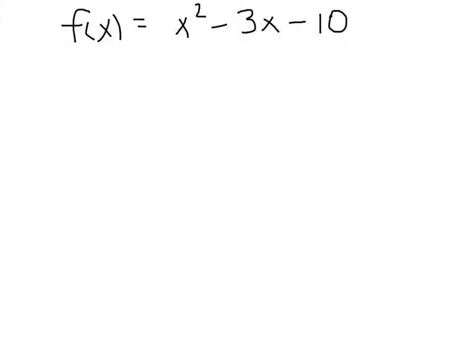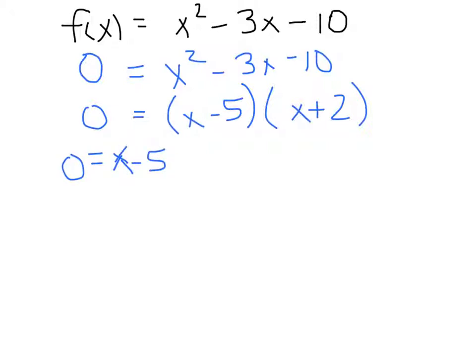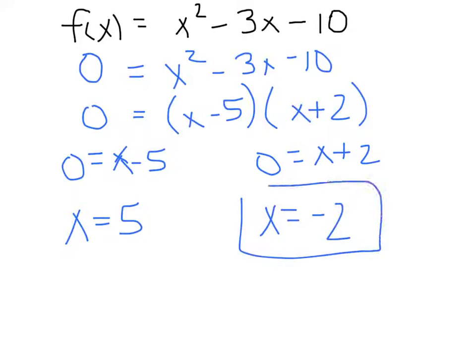For the next one, we have f of x equals x squared minus 3x minus 10. So basically what we're going to do is we're going to set it equal to 0 and solve it. So 0 equals x squared minus 3x minus 10. When I factor this, I get x minus 5 and x plus 2. We set each one equal to 0. 0 equals x minus 5, and then 0 equals x plus 2, and then solve. We get x equals 5 and x equals negative 2. And there's my two zeros.